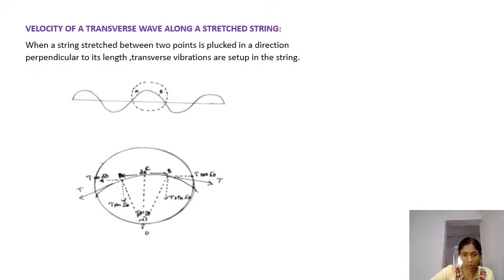From C, draw one line and end it at O. From O, draw two lines which will meet at A and B. The angle formed between A and C is equal to del theta, and the angle formed between C and B is equal to del theta.